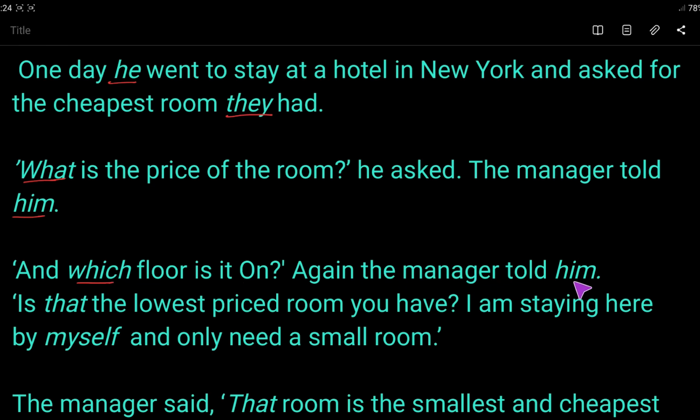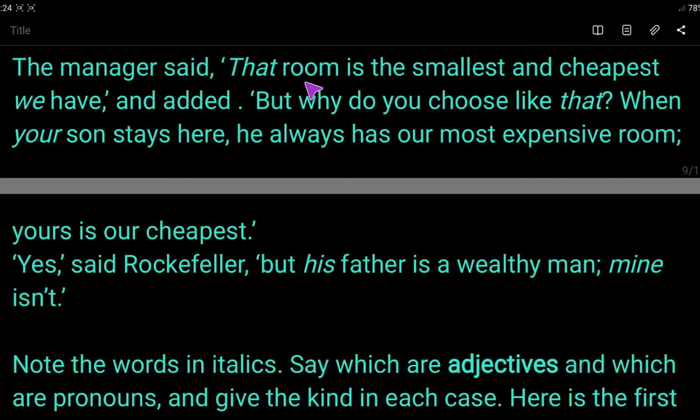Again the manager told him, simply you can say personal pronoun. Is that the lowest priced room you have? Here that is a demonstrative pronoun. I am staying here by myself, reflexive pronoun we discussed in the first class of book 3, and only need a small room. The manager said that room, here that by this word that room, it is describing room and pointing out, so that's why this is a demonstrative adjective, is the smallest and cheapest we have, simple personal pronoun.